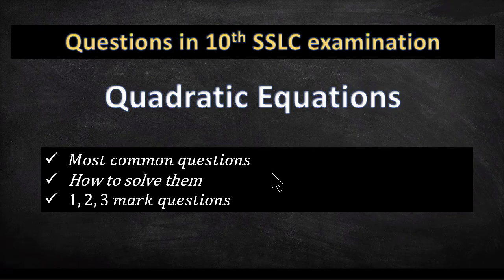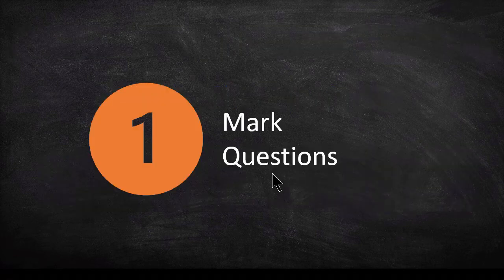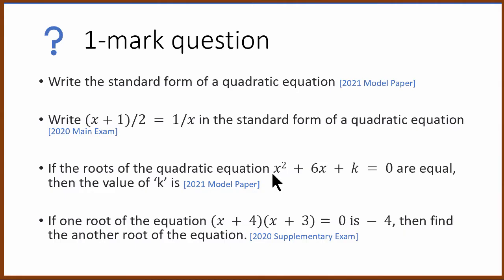All right, so let's look at the exam questions. What are the common questions and how do you solve them? First, let's look at 1-mark questions, okay? So the common 1-mark question is they will ask, write the standard form of a quadratic equation. This is quite a common question. It came in the model paper of 2021. What's the standard form? Standard form is ax squared plus bx plus c equals 0. So that's the question. That is usually a 1-mark question.